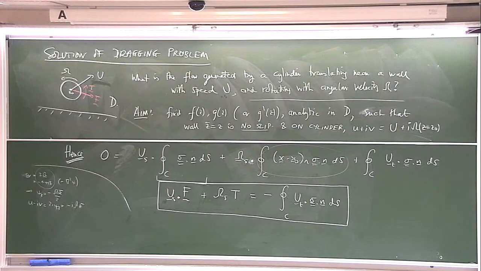Well, Jeffrey Onishi used bipolar coordinates. But I don't want to do that. And they didn't use complex analysis. They didn't even find F and G. They found psi directly.